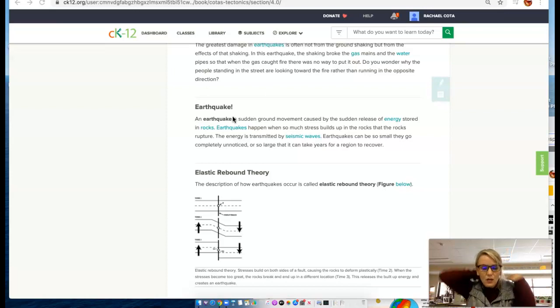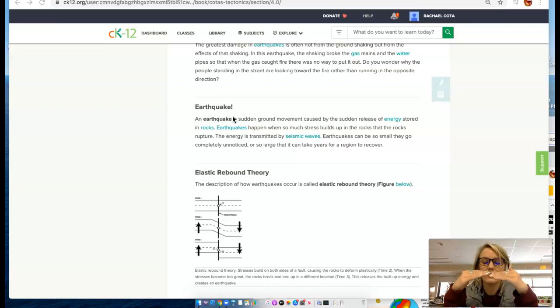Same thing happens with boundaries of tectonic plates. The rock is moving past each other, and the rock is going to catch at some point. That rock catches, and potential energy builds up and builds up over time. Eventually it can't build up anymore and it will snap. And when that happens, we have earthquakes.